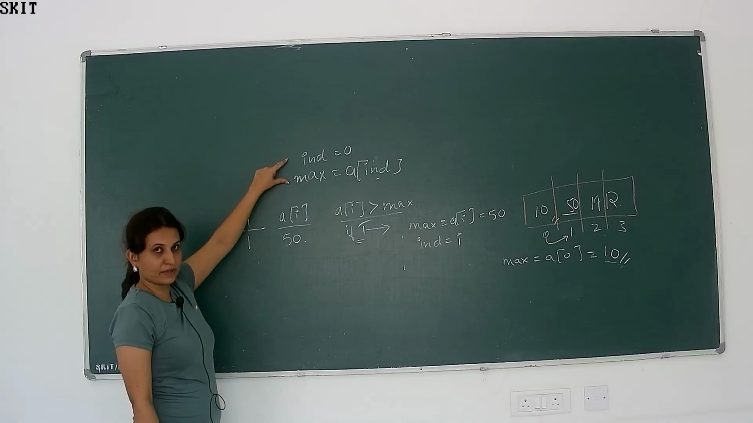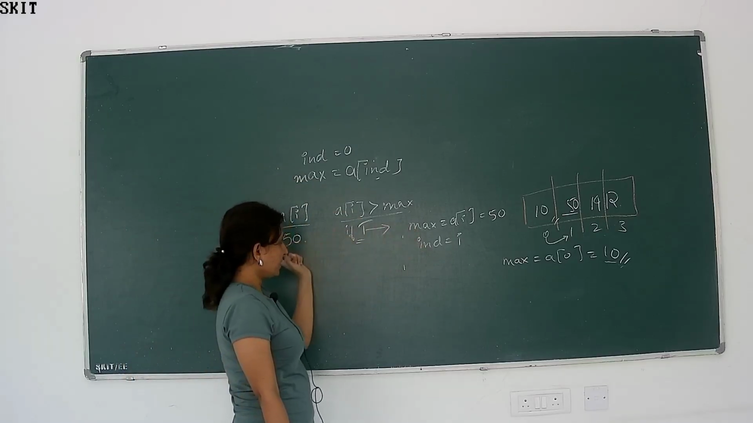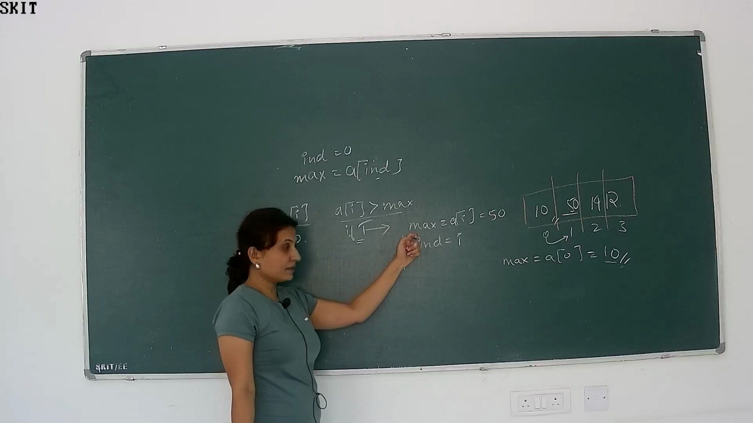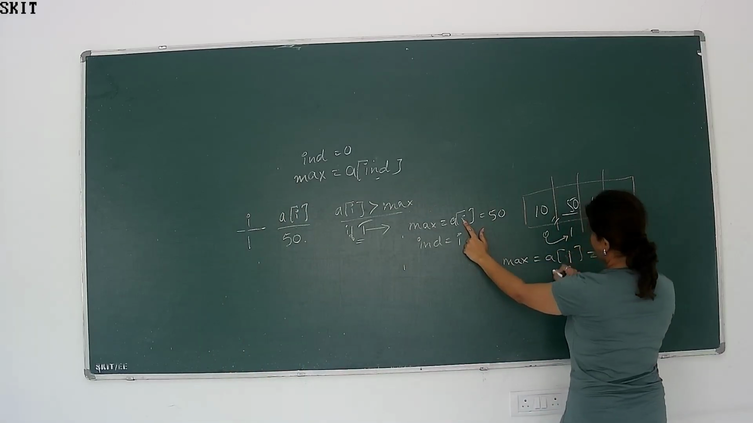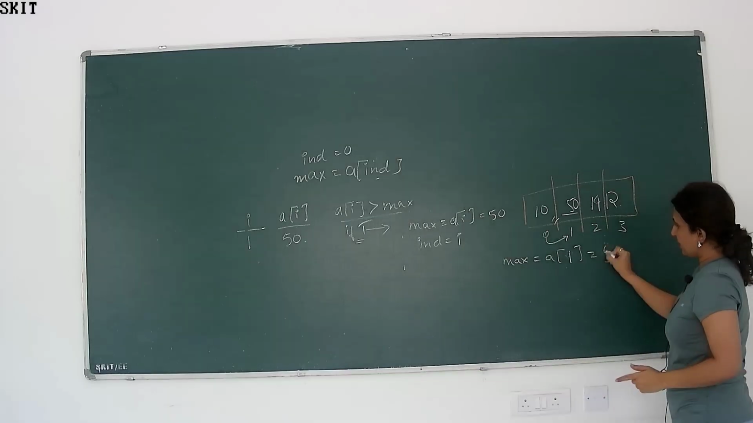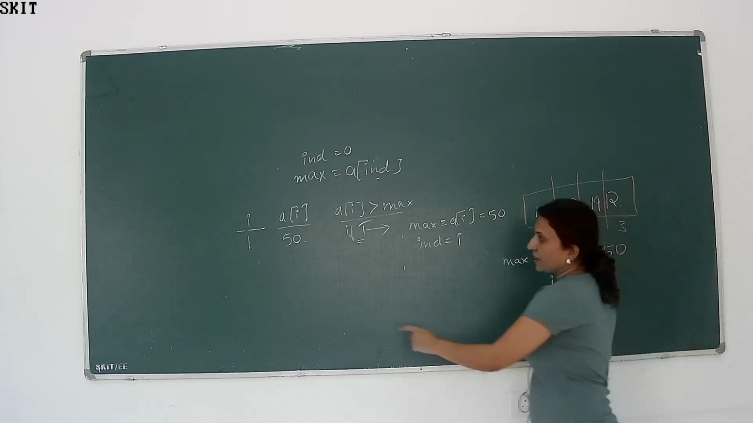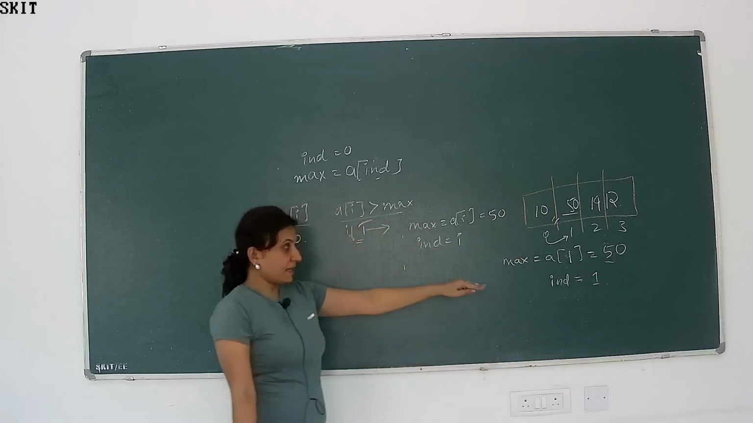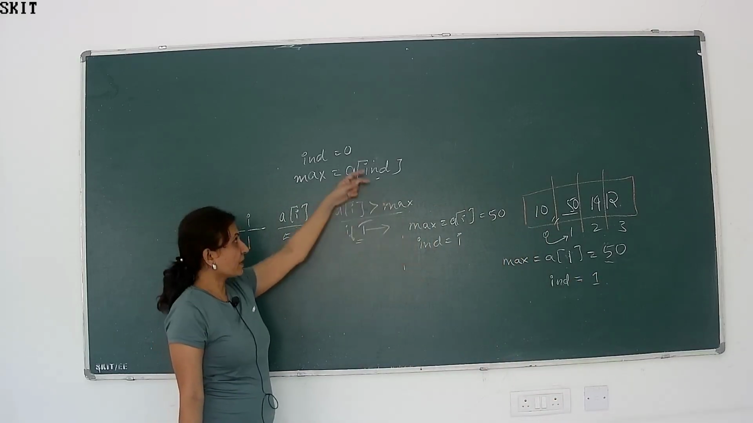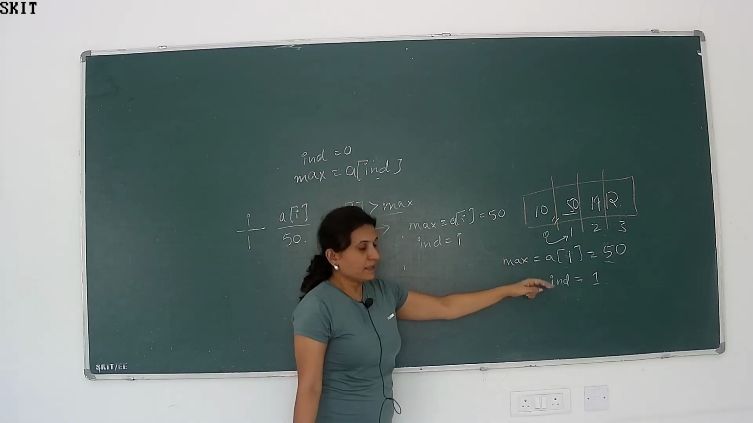So initially we started with this, then we came to this formula. Currently this condition is true, so this will happen. Max value will now become a of 1. A of 1 is what right now? 50. And index is equal to I. I value is 1, so this will be 1. This is the latest max and index that you have to refer. Forget about this, this is before going into the loop. Now the maximum value is 50. Index is equal to 1.